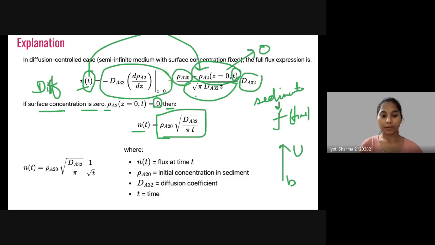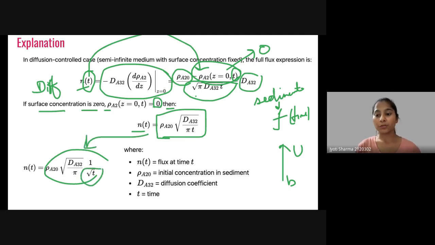And if we are rearranging it, then what we are saying is that your flux is inversely proportional to the square root of t. Okay, so this is how we can derive the things.